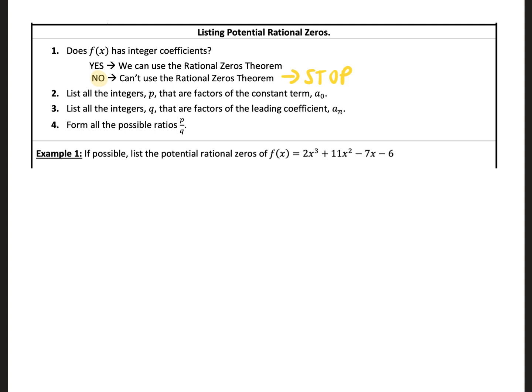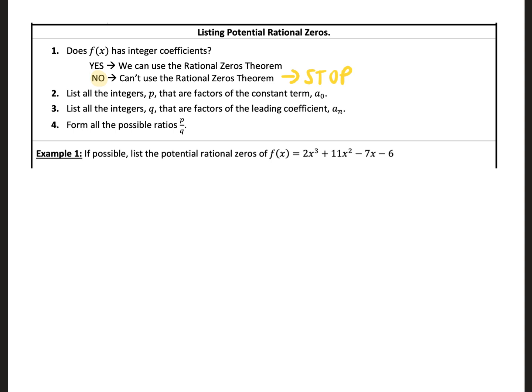But if I do say yes, we move on to step 2, which is to list all the integers p that are factors of the constant term. Then we list all the integers q that are factors of the leading coefficient. And last but not least, we form all the possible ratios. Again, we're looking for rational zeros, so they can be fractions or they could be whole numbers.